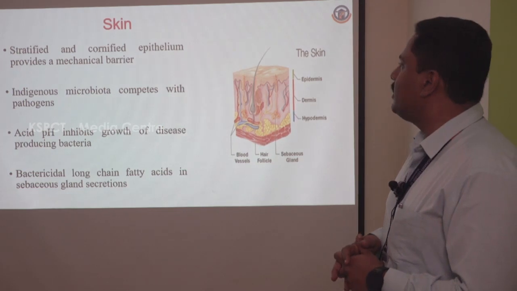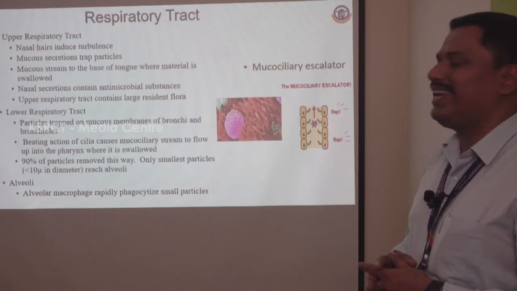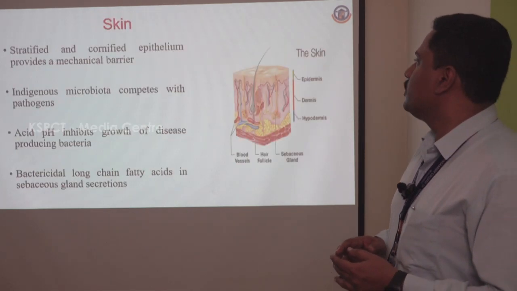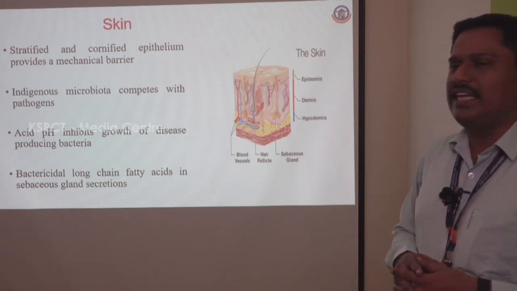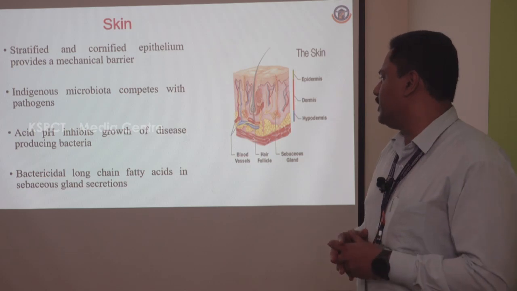So this is the skin layer. The skin layer is stratified epithelium that provides a mechanical barrier. Indigenous microbiota compete with the pathogens, and acidic pH inhibits the growth of disease-causing bacterial organisms.